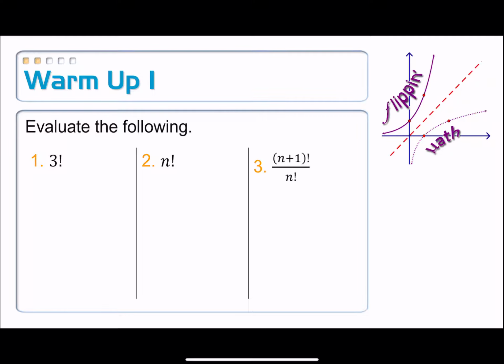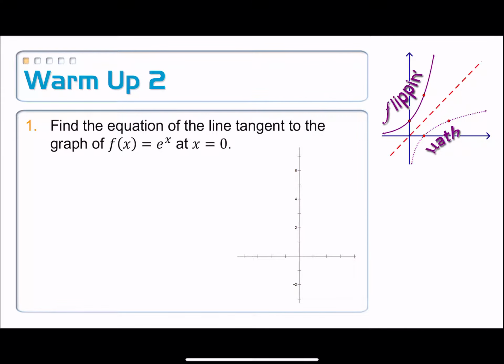Okay, let's look at the next warm-up. There's quite a few here. Find the equation of the line tangent to the graph of f of x equals e to the x at x equals 0. Also a very common question type on the AP exam. If I'm going to write the equation of a tangent line, I need 2 pieces of information. I need a point, and I'm going to get that from just sticking 0 into the function. So here's e to the x, and I stick 0 into the function. Of course, I get 1. I plot the point.